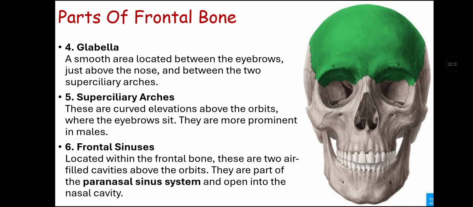Next part of frontal bone is frontal sinuses that are located within the frontal bone. There are two air-filled cavities above the orbit. They are part of paranasal sinus system and open into the nasal cavity.